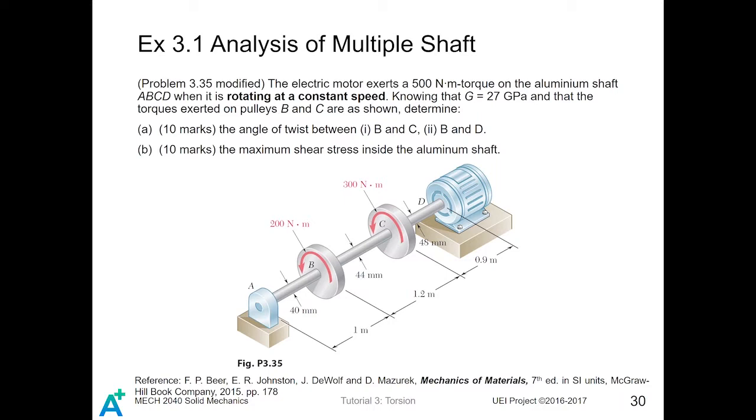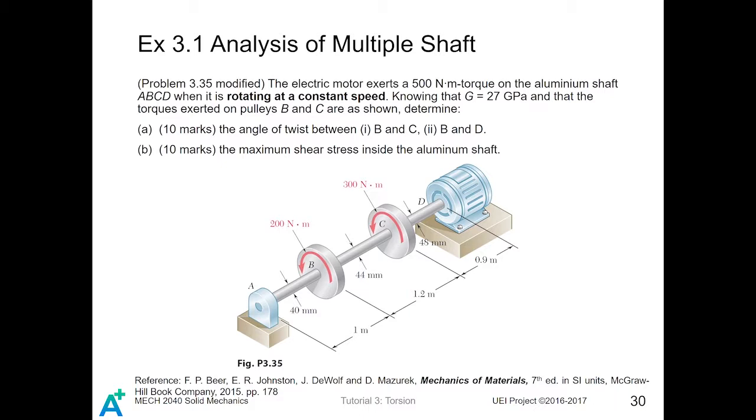After talking tons of theory and the formula about the elastic torsion, let's try to apply what we have learned to a practical problem. The elastic motor exerts a 500 Nm torque on the aluminum shaft ABCD when it is rotating at a constant speed.